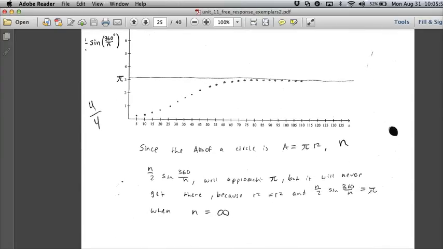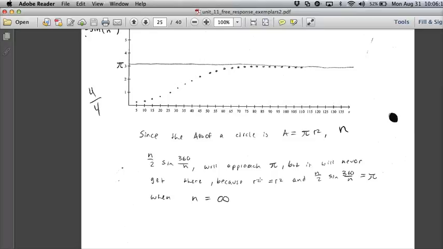Okay, and then finally this student, area of the circle is pi r squared, and they're saying n over 2 times sine 360 over n will approach pi, but it will never get there because r squared equals r squared, and n over 2 sine 360 over n equals pi when n equals quote unquote infinity.